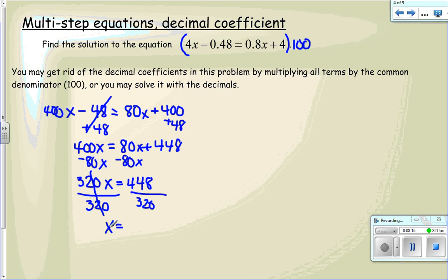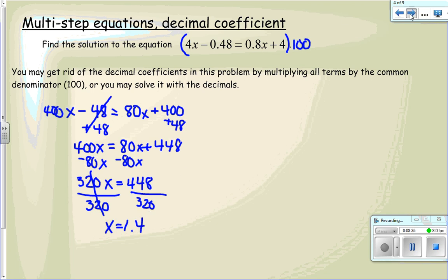And since your question is given with decimals, what you can do is you can give me a decimal answer. So 448 divided by 320 is 1.4. So my x equals 1.4.